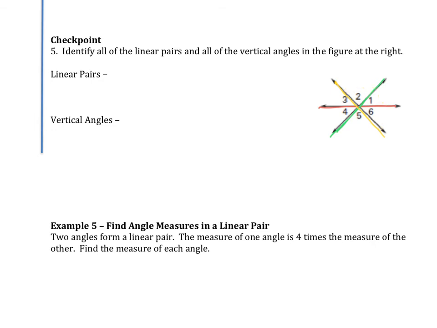So I need to erase this. Let me see if I can. I guess I can't erase that part. And then so we would say none. Sorry. Either a linear pair, there's none, because no two angles form a line.